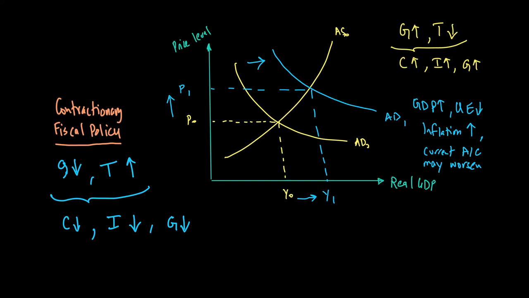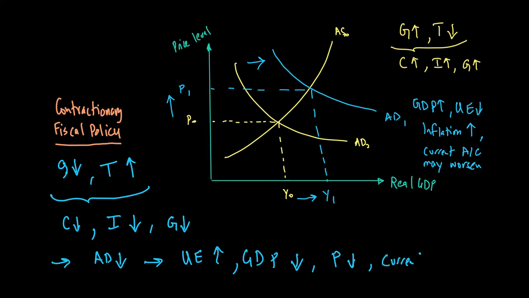All of this will mean that the AD curve will fall, and this fall in AD, of course, will cause unemployment to rise and GDP to fall, as we discussed earlier, because the AD curve is shifting backward. So the price level will go down, but your current account may actually improve. So the current account deficit may improve.